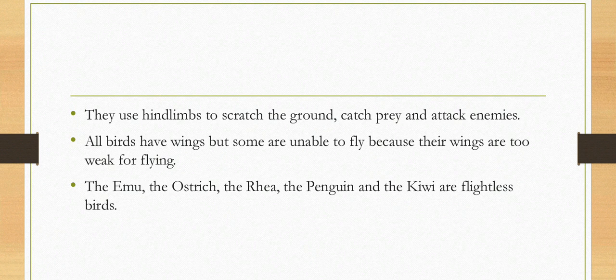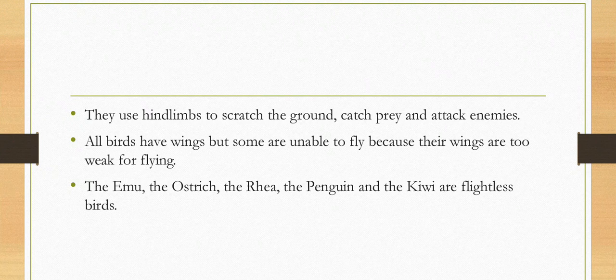Though almost all birds have wings, some are unable to fly. Why? Because their wings are too weak to fly. The emu, the ostrich, the rhea, the penguin and the kiwi are flightless birds. These birds cannot fly.